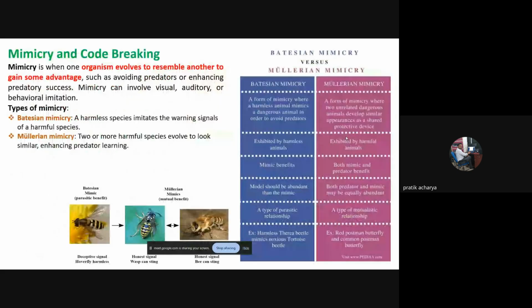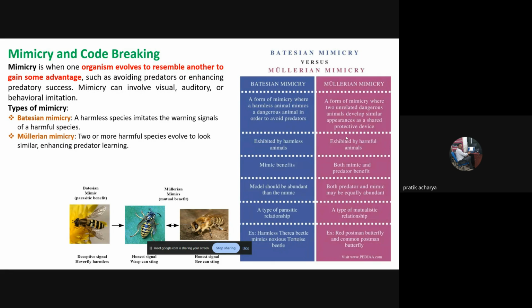And at last, we have to discuss mimicry and code breaking. Mimicry is the pattern in which organisms evolve to resemble another organism to gain a certain advantage. Mimicry is divided into two kinds: Batesian mimicry as well as Mullerian mimicry.